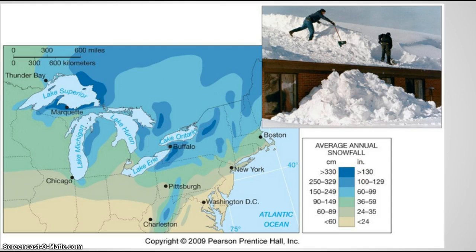So lake effect snow is simply saying the cold air is traveling over the lake, and the lake provides the moisture, cools adiabatically, cold conditions, and you generate these tremendous snow, high density snow areas. And they're just consistent with the air traveling over the warm lake.